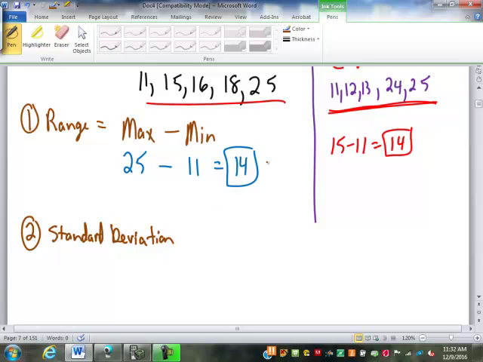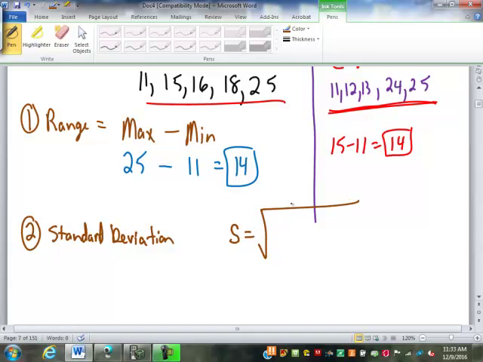Now, the standard deviation is a really ugly formula. We're going to assume we're talking about a sample. The standard deviation of a population is slightly different. But if we're talking about the standard deviation of a sample, I'm going to give you the formula, and then I'm going to show you an easier way to do it, just so you know.